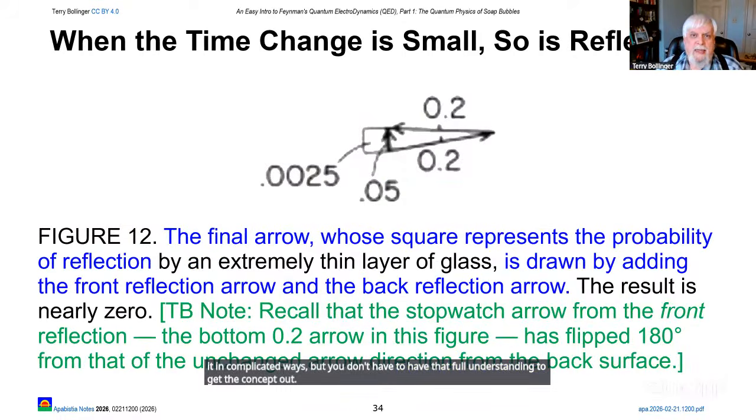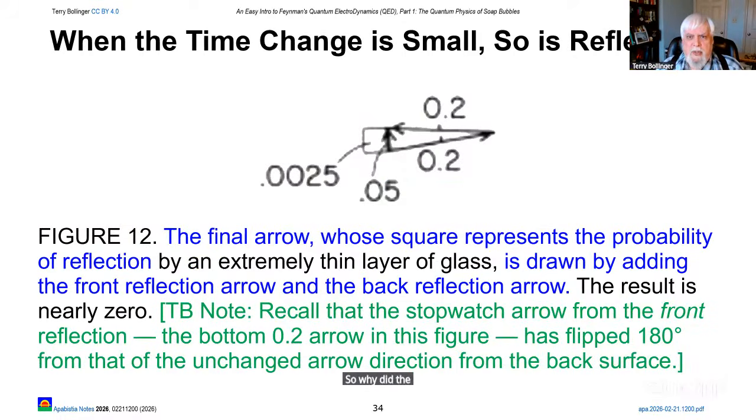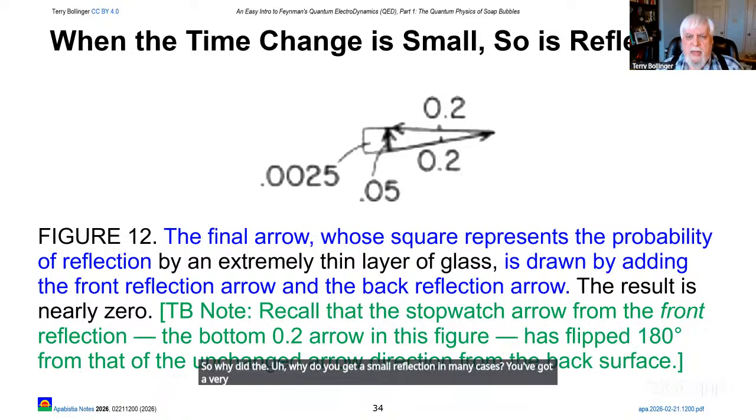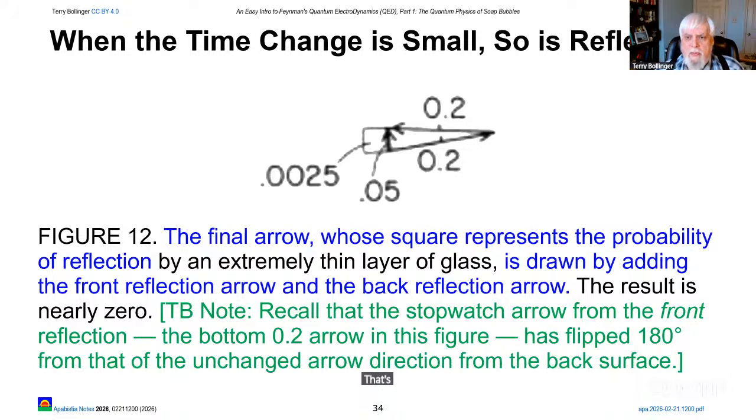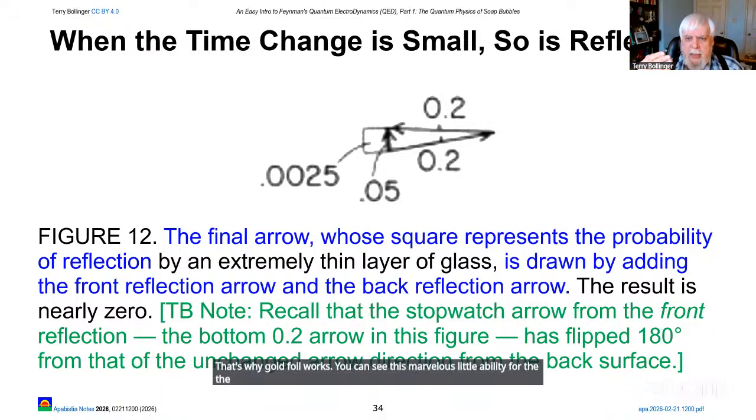So why do you get a small reflection in many cases? If you've got a very thin glass, you get that cancellation effect. I've already talked about this. This is one where I gave a more extreme example. If it's atomically thin, this will go pretty much to zero. So you get almost no reflection. That's why gold foil works. You can see this marvelous little ability for the gold to actually transmit light because it's so thin.